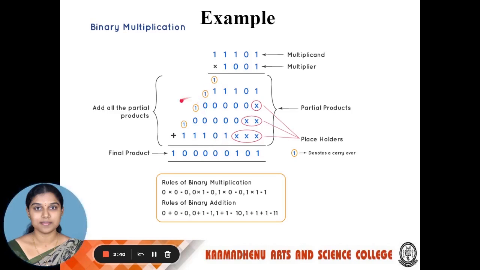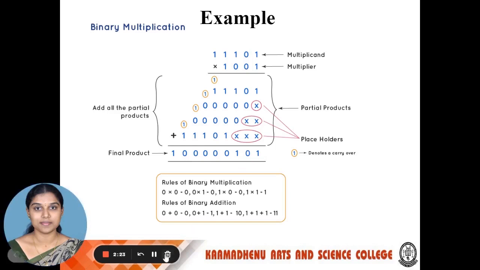As like that, I did it for these digits. The final product is 100000101. So this is how we do multiplication in binary.